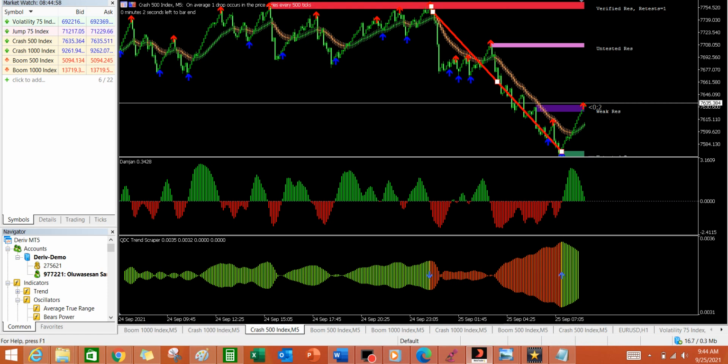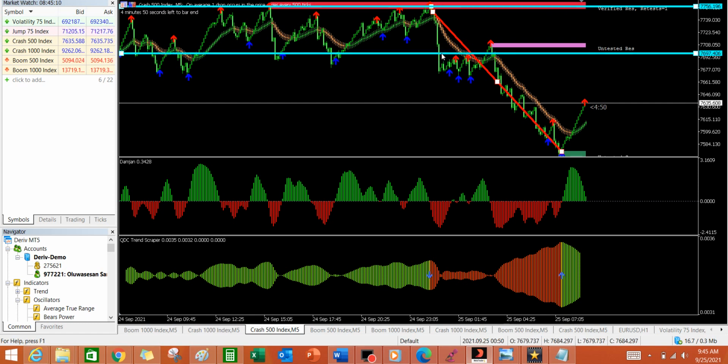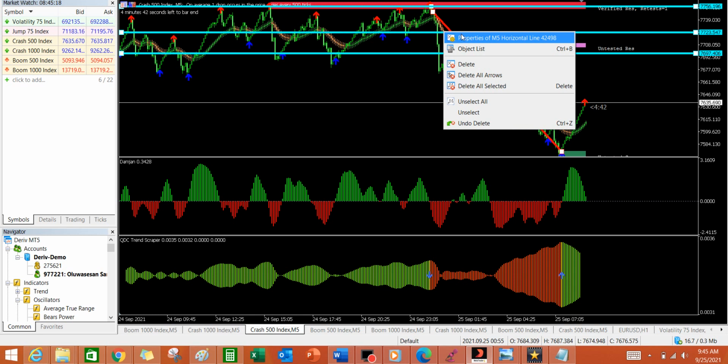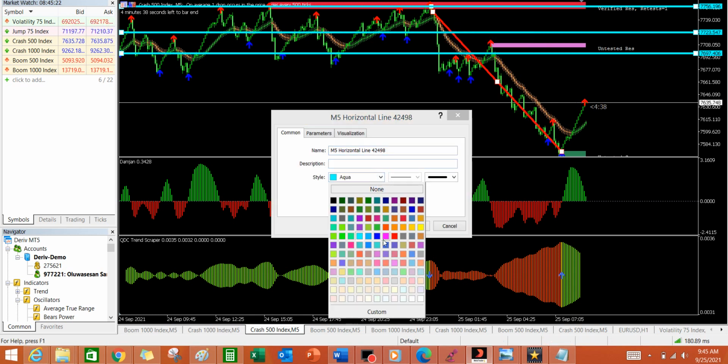Let's say we decide to come in here, because this is Crash 500 and we are selling right from here. Once the price action gets to this region, what we need to do is to move our stop loss to somewhere here, so that way we get to keep our profit from that direction.